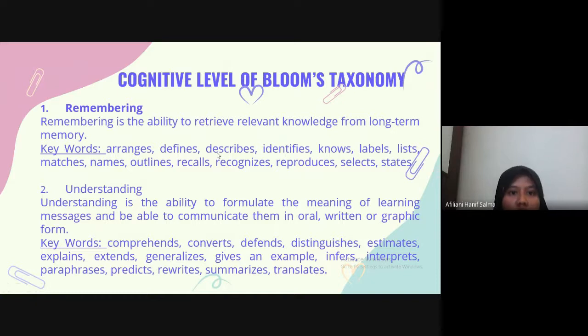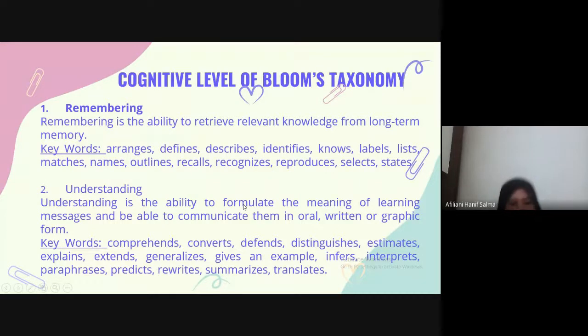Next is about the cognitive levels of Bloom's taxonomy. First is remember. Remember is the ability to retrieve relevant knowledge from long-term memory. The remember category consists of the cognitive processes of recognizing and recalling. To assess remember, students are given questions related to recognizing and recalling. The keywords in remembering are arrange, define, describe, identify, and etc.